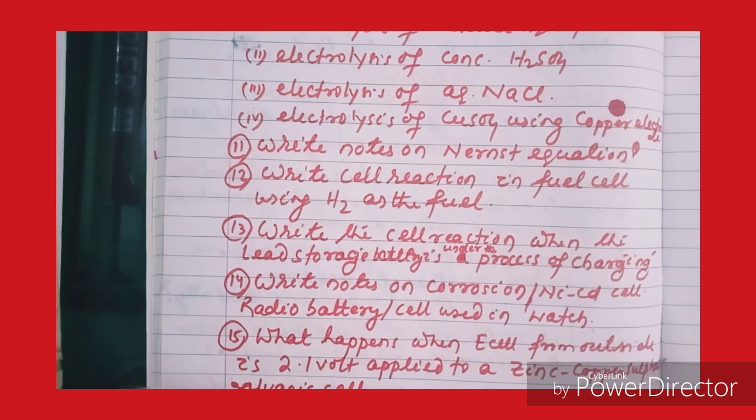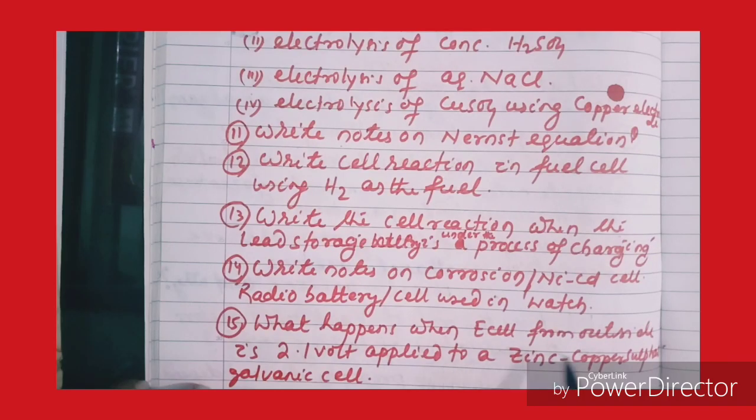What happens when E cell from outside, 2.1 volt, is applied to a zinc copper sulphate galvanic cell? Usually E0 cell of zinc copper sulphate is 1.10 volt. If the potential from outside is 2.1 volt, what happens?